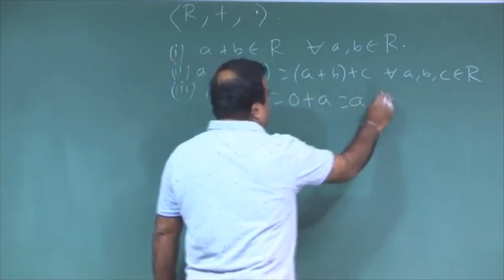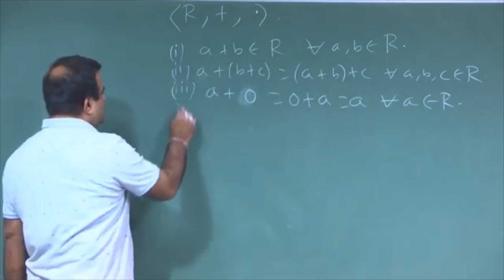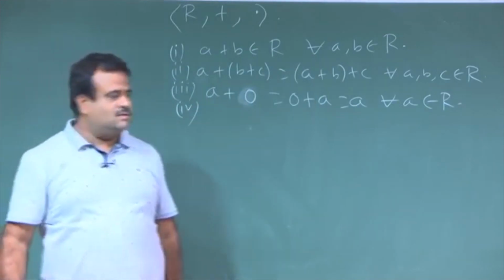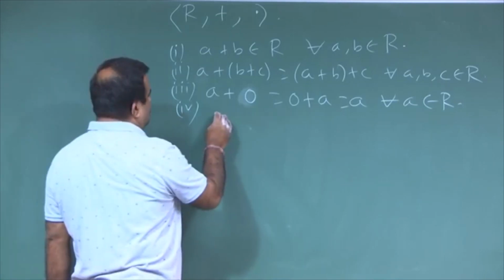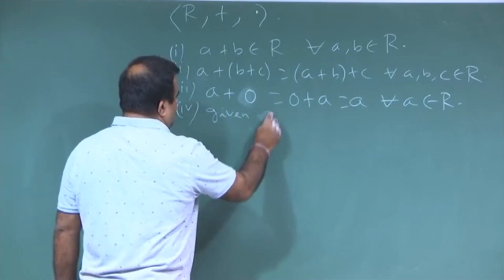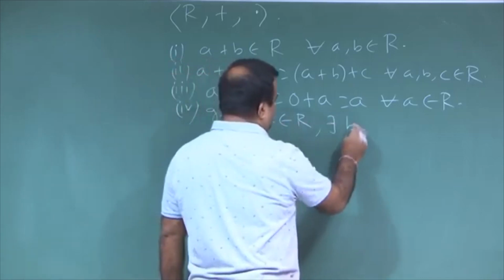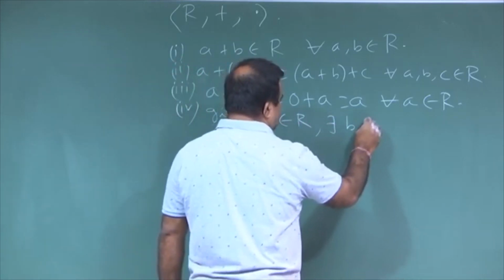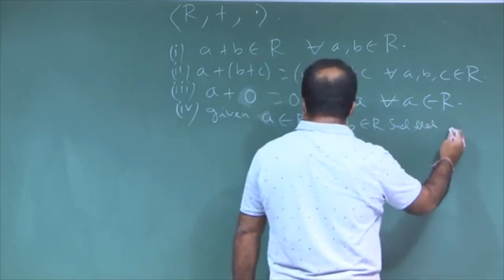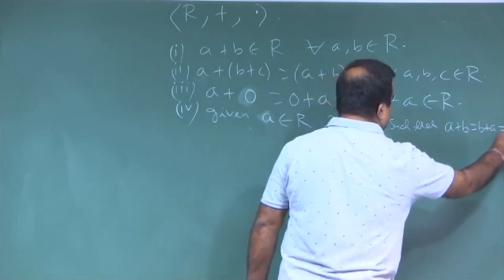0 plus A is equal to A, this is for all A belongs to R. This is the existence of additive identity. And then the inverse, every element must have an additive inverse. So, given an element A, there must exist a B such that A plus B is equal to B plus A is equal to 0.